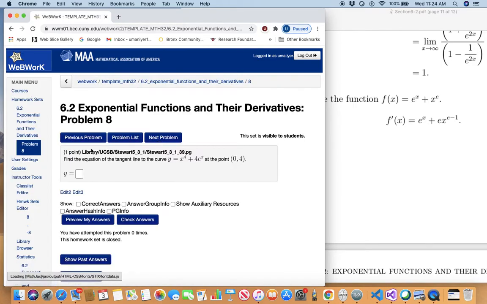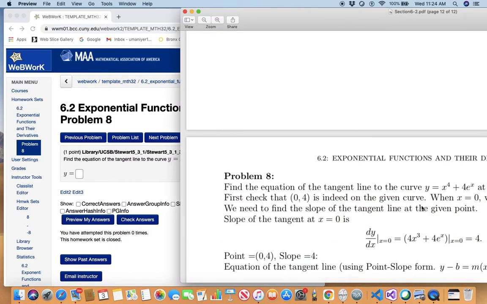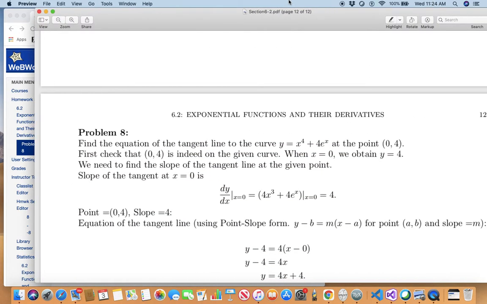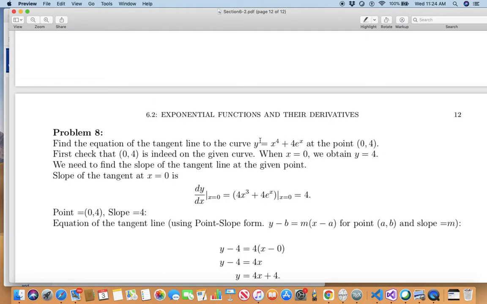Next. Find the equation of the tangent line at this point to this curve. Let me go through this carefully. Your curve is y equals x to the power 4 plus 4 e to the power x, at the point (0, 4). Always first check that the given point is on the curve. Substitute x equals 0. When x is 0, that goes away. e to the 0 is 1, y is 4. So (0, 4) is indeed on the curve.